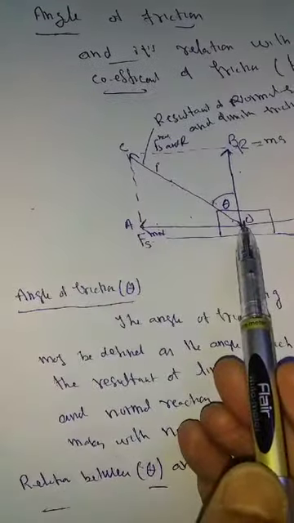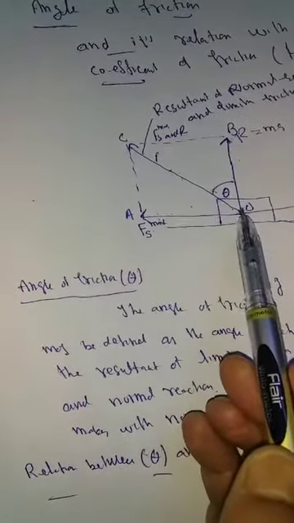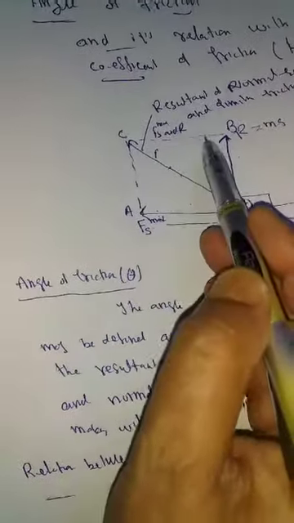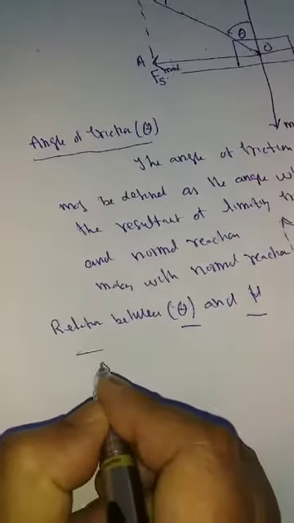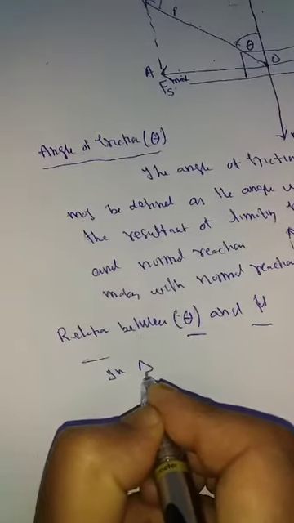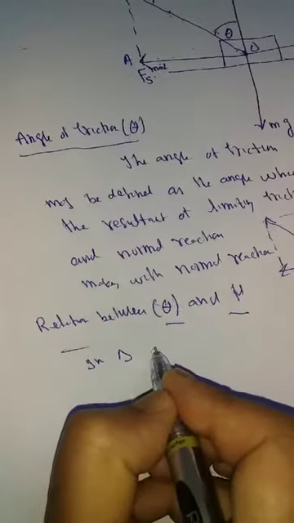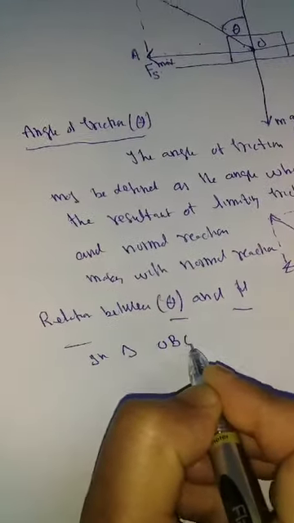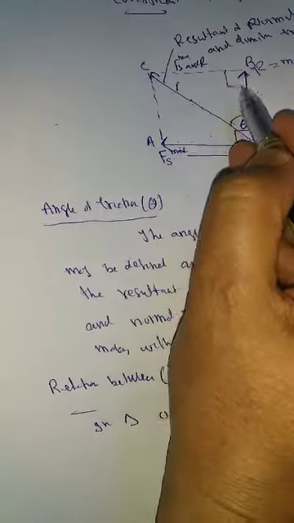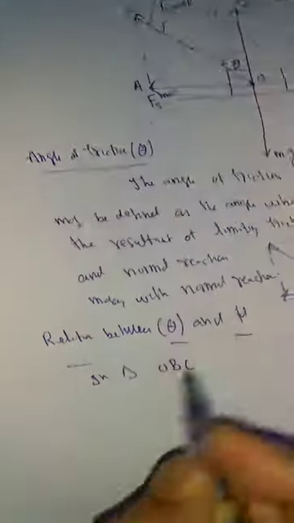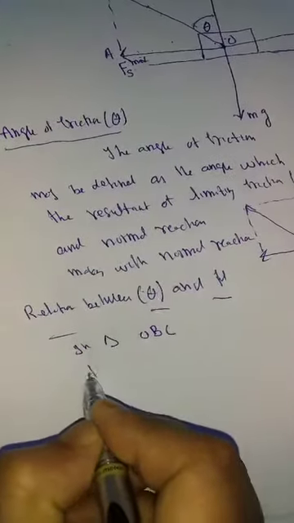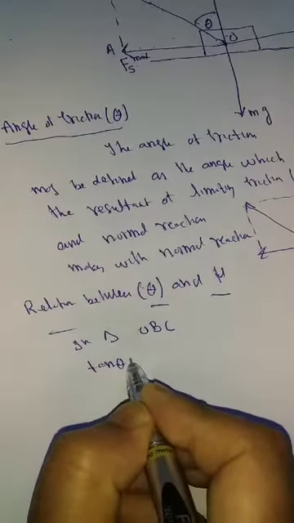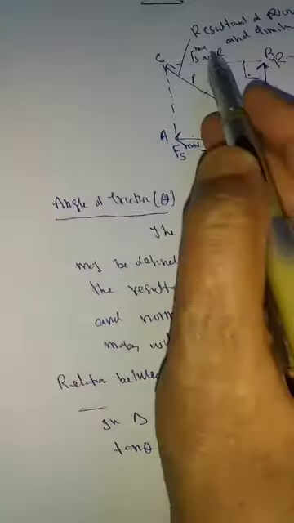in triangle OBC, this is 90 degrees here. Tan theta is equal to what? In triangle OBC, this is 90 degrees, and this is angle theta here. OB becomes the base, and this is the perpendicular. Tan theta is equal to perpendicular divided by base.